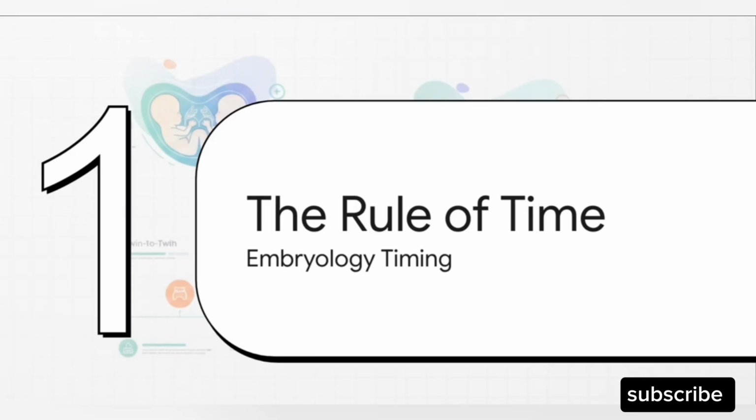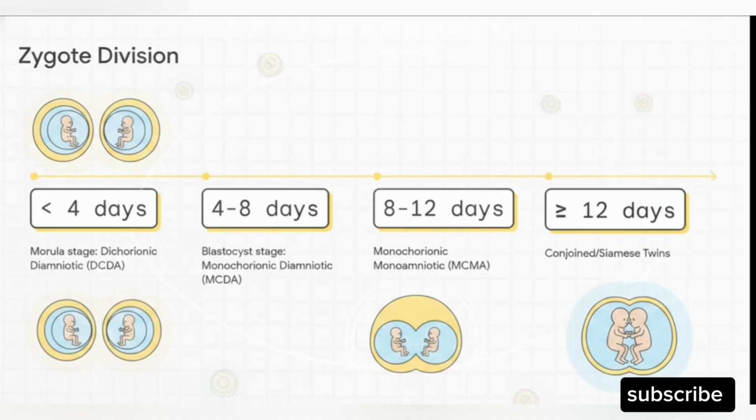Section 2, The Rule of Time in Embryology. Timing is literally everything here. We established that monozygotic twins come from one zygote dividing. But when does it divide? This timeline is absolute gold for your MCQs. The number of chorions and amnions depends 100% on the exact time of division. If it divides super early, less than 4 days at the morula stage, you get DCDA, dichorionic, diamniotic.